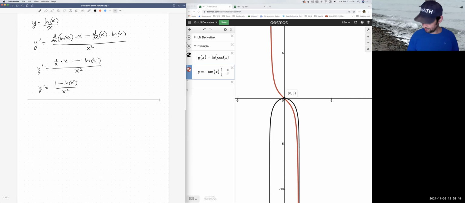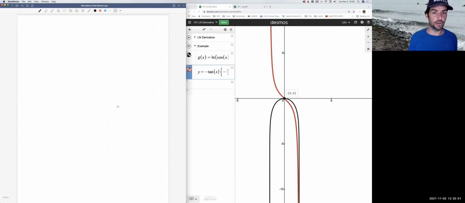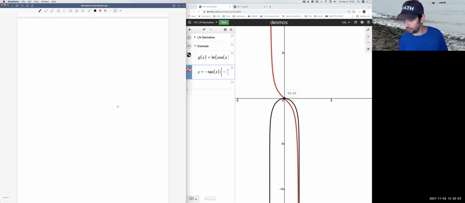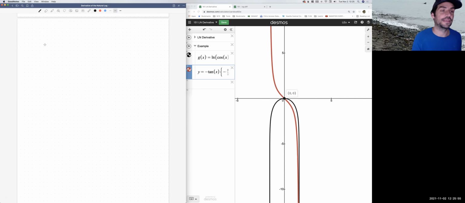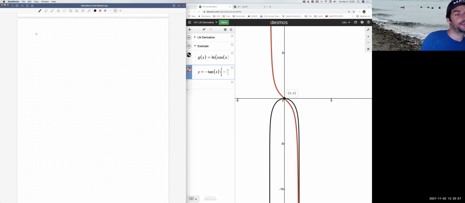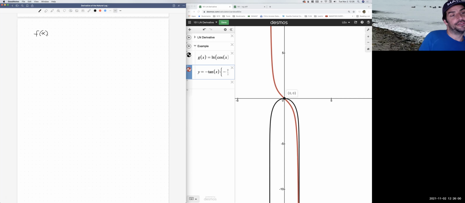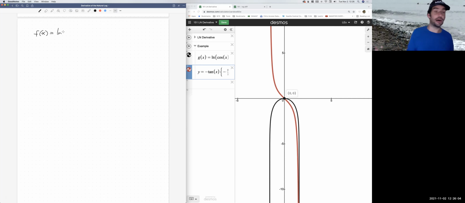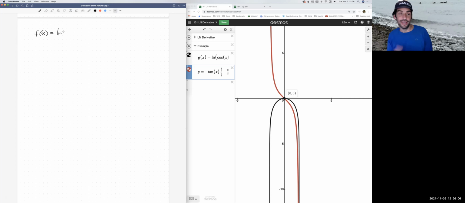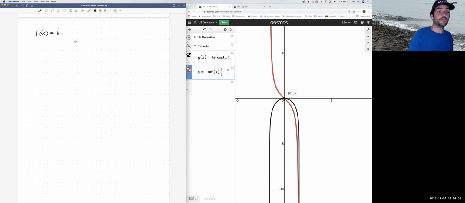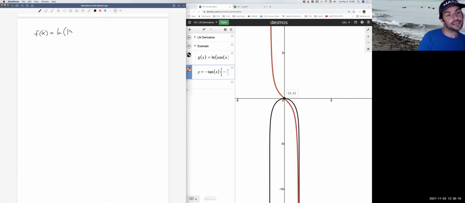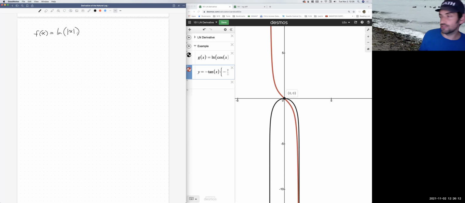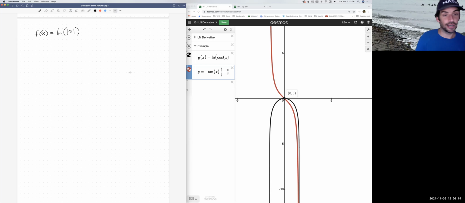All right, let's do one more example. This is something that becomes more useful when you get to other parts in calculus. So let's take a look at something right now. And it's always good for us to look at this kind of function. Natural log can only handle positive numbers, right? Sometimes that's not good enough.